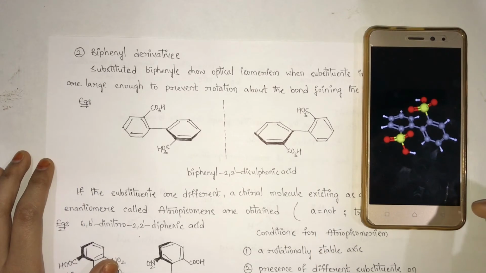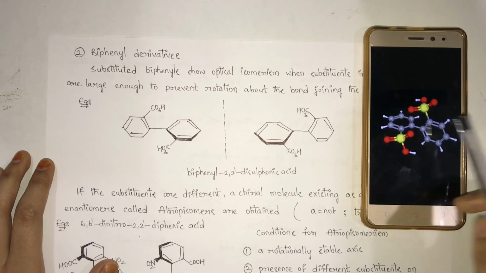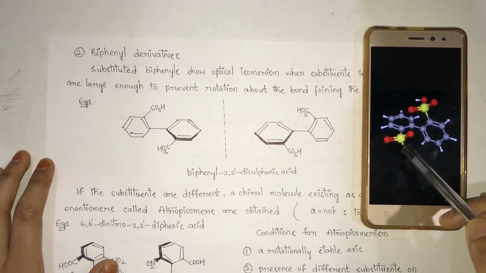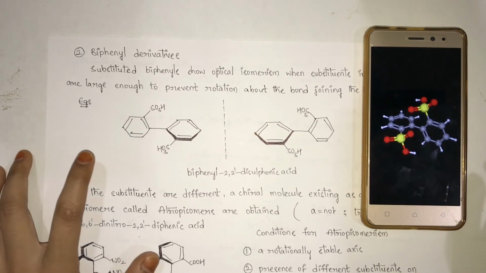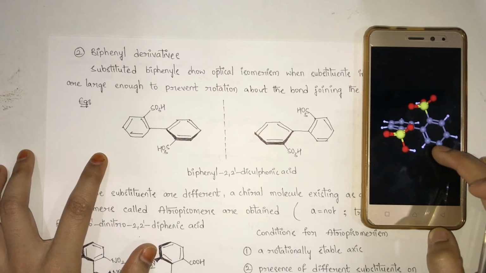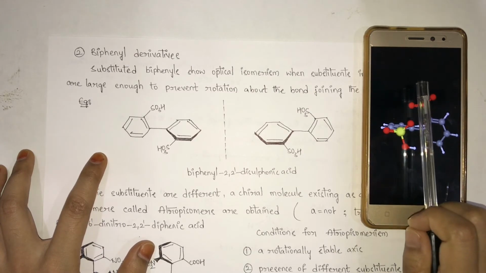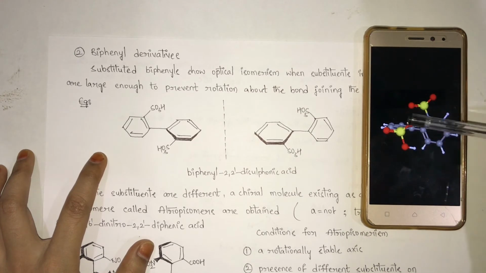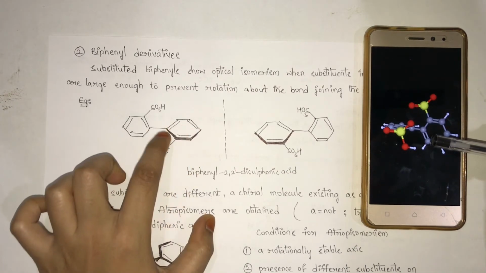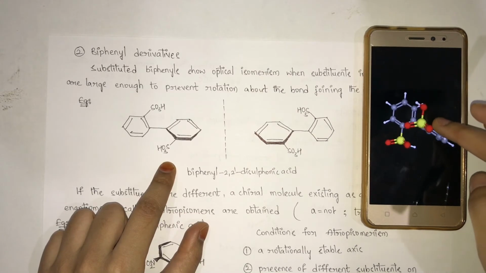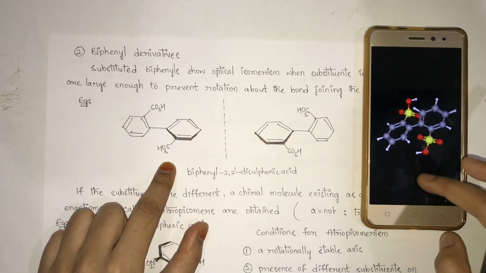3D structure of biphenyl 2,2-disulfonic acid. Two phenyl groups, and at the second position we have sulfonic acid on each. So how are we writing this compound? When we are rotating this molecule, consider this half is in the plane and this benzene with sulfonic acid is towards us. This group is towards us. So we can rotate this molecule in order to understand the configuration.